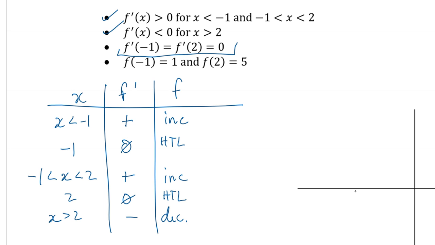And then I look at this and I say it's going from positive to 0 to positive. So that is called what? Horizontal twist. Very good. And then positive, 0, negative is a turning point with a max.